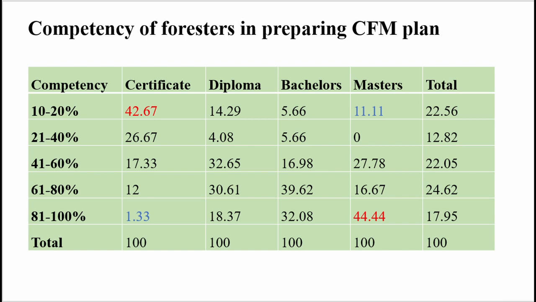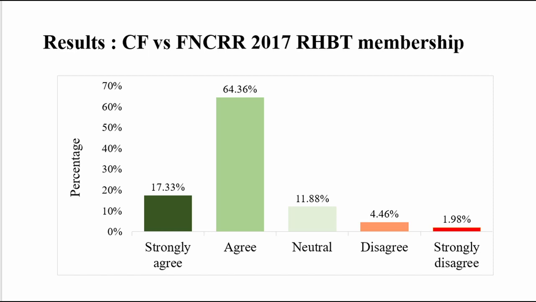Now coming to part 2, the community forest establishment process, the study reveals that 42.67% of the individuals holding certificate qualification are not confident to prepare a community forest management plan, though they deal with community forest activities throughout the year. On the contrary, the study also reveals that 44.4% of individuals holding a master's qualification are confident in preparing a community forest management plan.